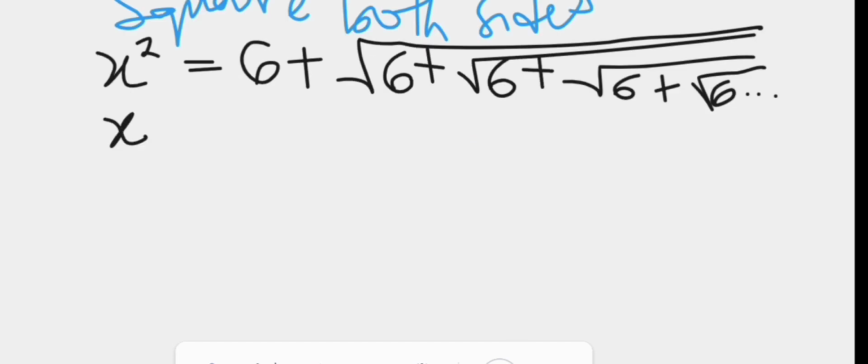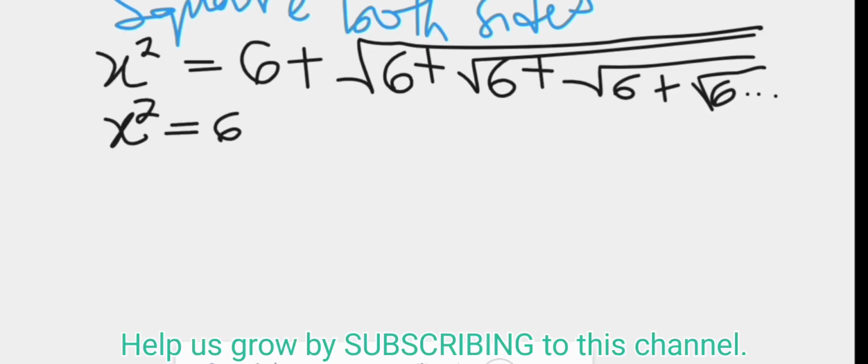Then we have x squared equals 6 plus, recall that the whole of this was given the representation x right from the beginning. Therefore, we write it as x, reducing everything to a quadratic equation.